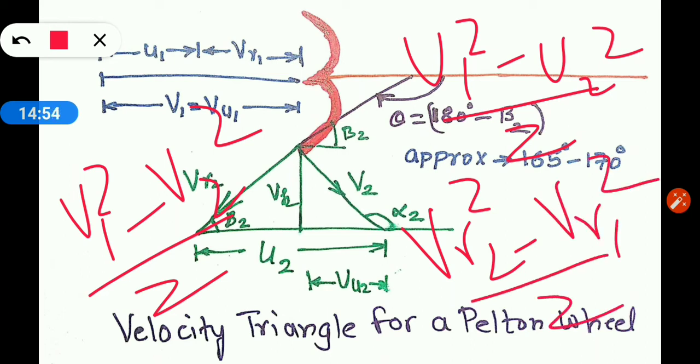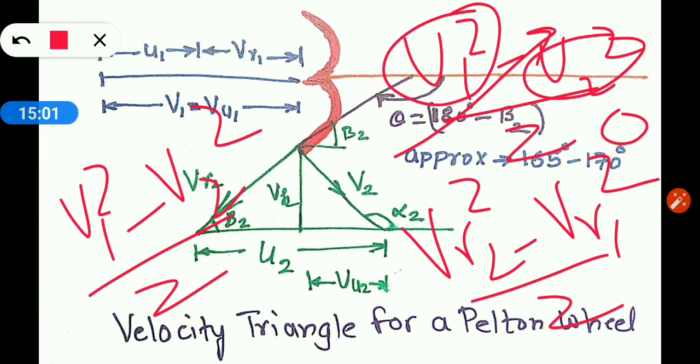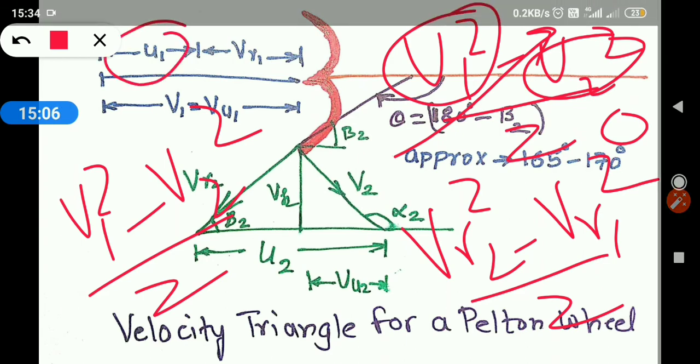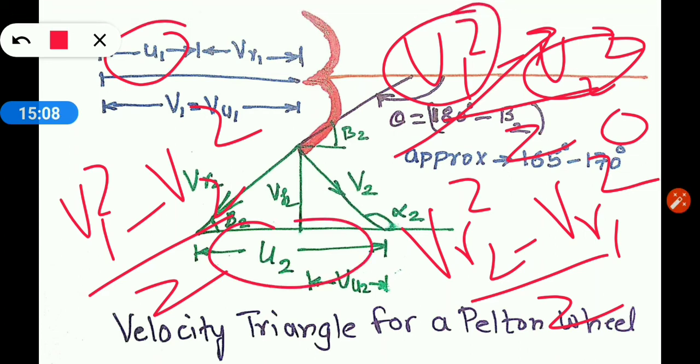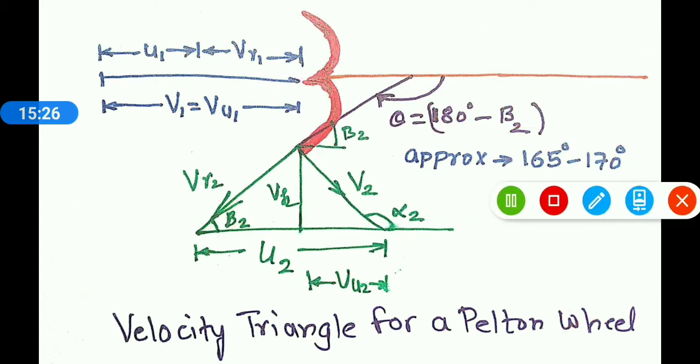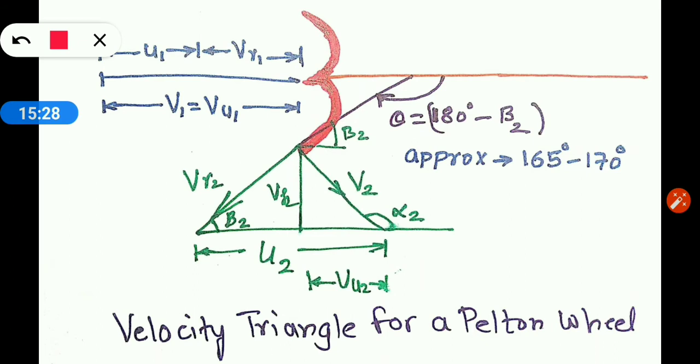If you talk about an impulse turbine, this term is 0. Why? Because U1 and U2 are the same. Why are they the same? Because U is pi d n by 60, and that diameter is the same at this point and this point. The radial location of this point and this point is the same. That's why U1 and U2 are the same, so U1 square minus U2 square by 2 will be 0.